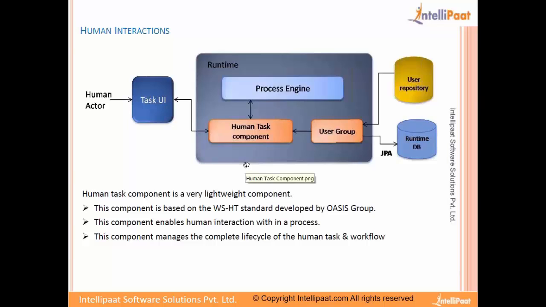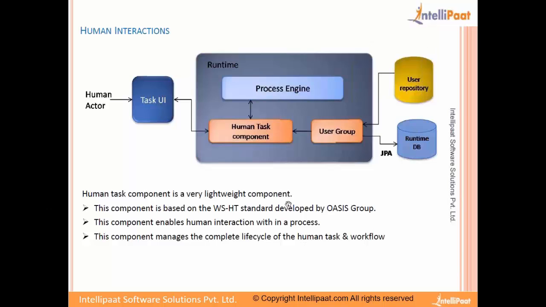Again, the human task gets the input and does all its job. Once the task is completed, it gives the control back to the process engine for it to go forward and execute the other tasks that are configured in the process. And this runtime DB is used for storing transaction data, the runtime data, and that is again a standards-based interaction. It uses JPA connectivity to store and retrieve the data in the runtime database. So this is the whole high-level diagram of how a human interaction occurs within a process engine.